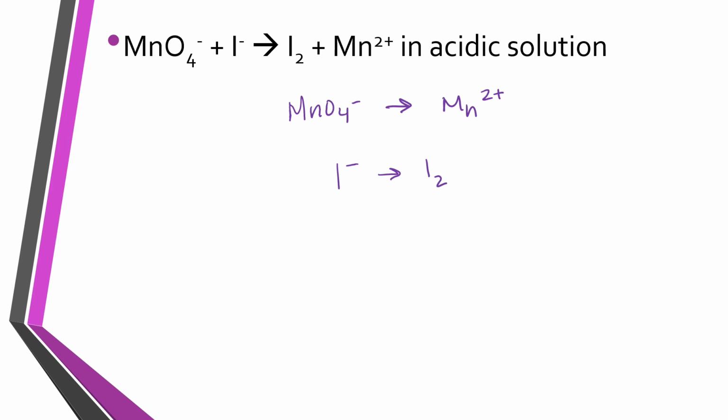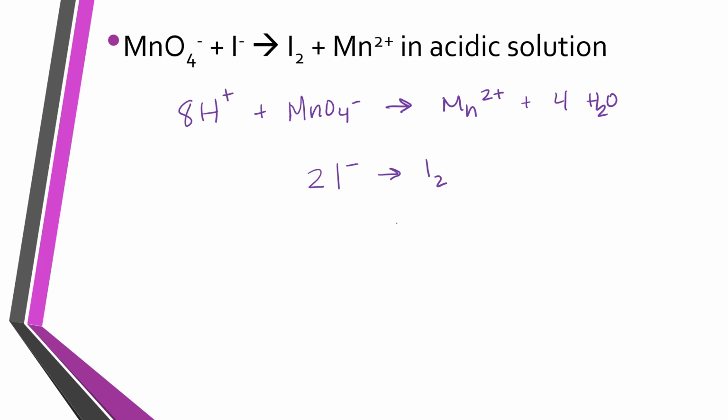All right, so first thing we do is we balance anything that isn't hydrogen or oxygen. The manganeses are balanced, but the iodines are not, so I'm going to put a 2 right there. Now I got to balance oxygen with water. I have 4 on the left, so I'm going to add 4 waters on the right. That gives me 8 hydrogens, so I have to balance that with 8 H pluses on the left.